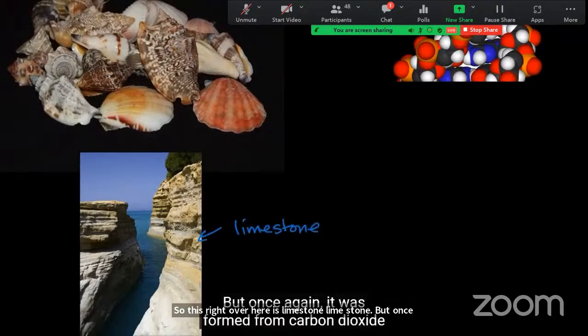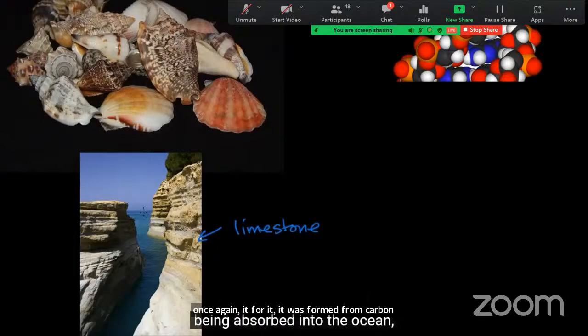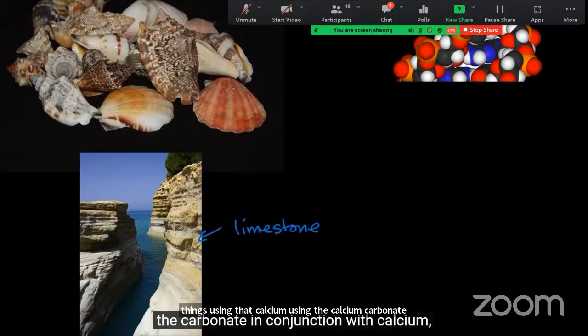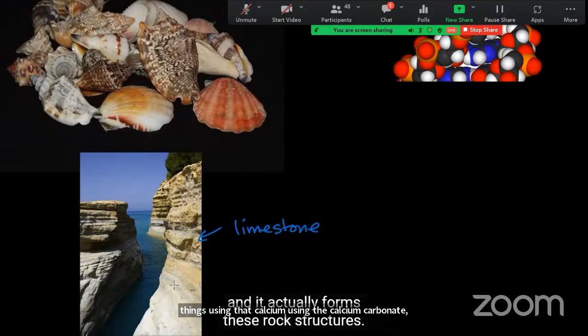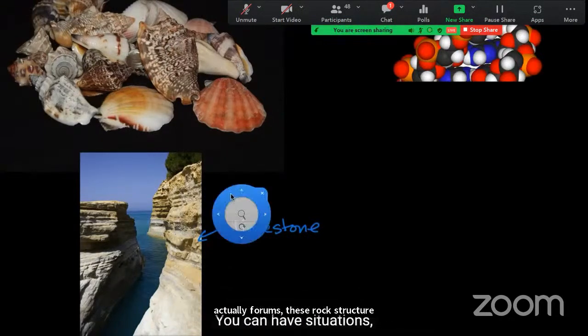But once again, it was formed from carbon dioxide being absorbed into the ocean, living things using that calcium carbonate, the carbonate in conjunction with calcium, in order to form these shells, which get ground down, and it actually forms these rock structures.